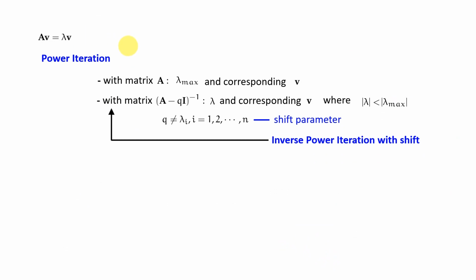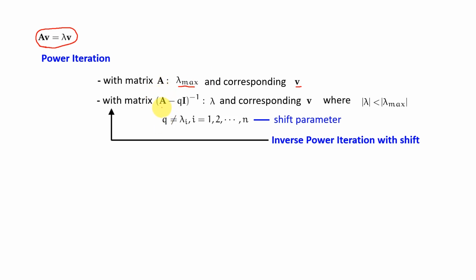Let us now summarize the process. We know we are solving the problem AV equals lambda V, that is our eigenvalue problem, and we know that using power iteration we find the maximum lambda and the corresponding V. Please note that when we talk about maximum, minimum, etc., we are talking only about the absolute values. So the maximum lambda and corresponding V we are getting directly from power iteration.